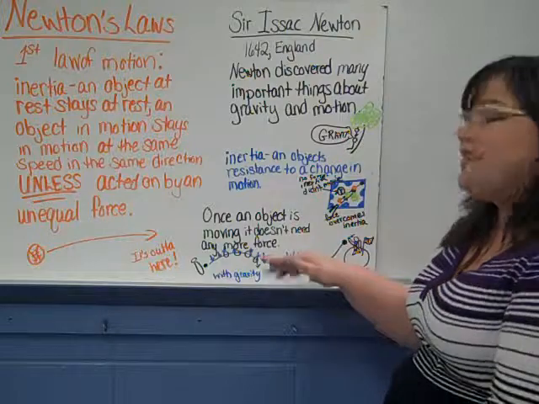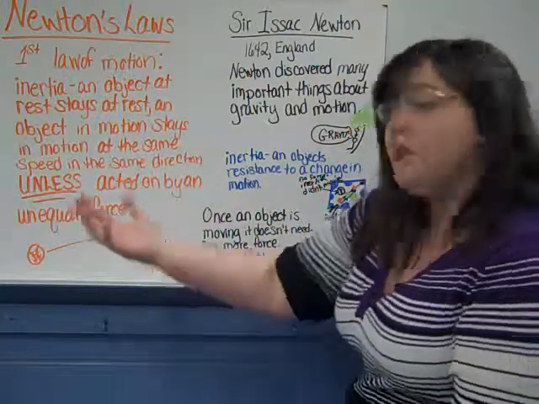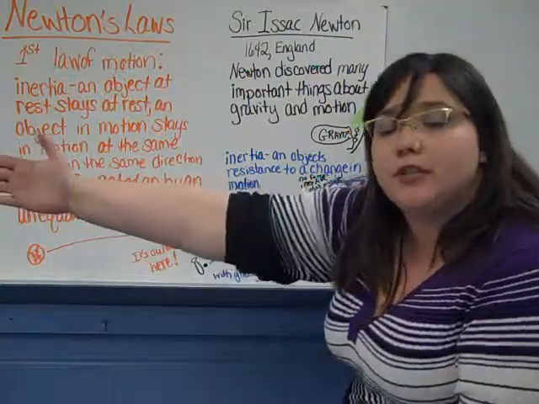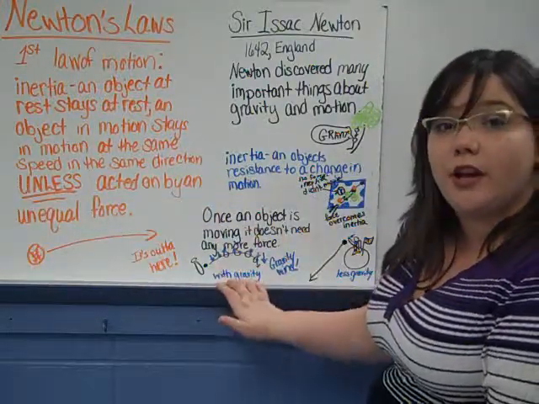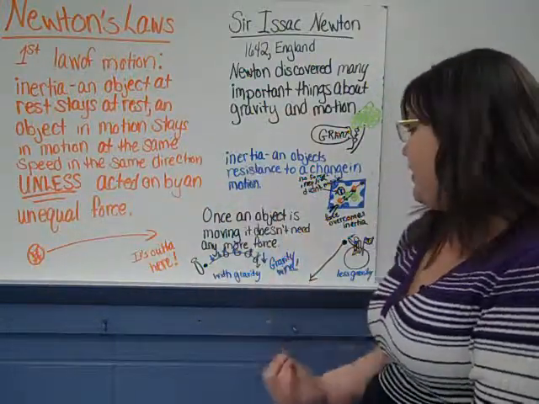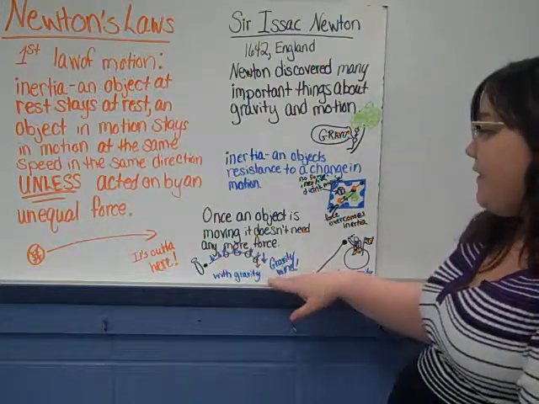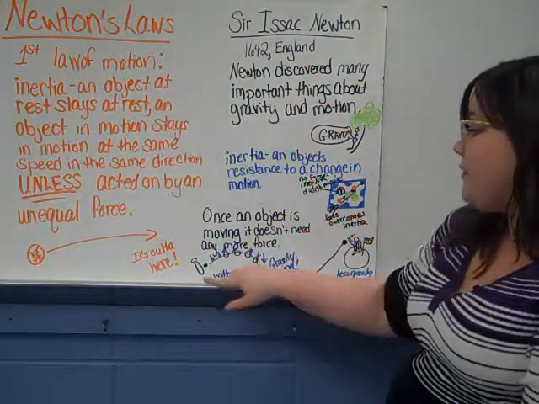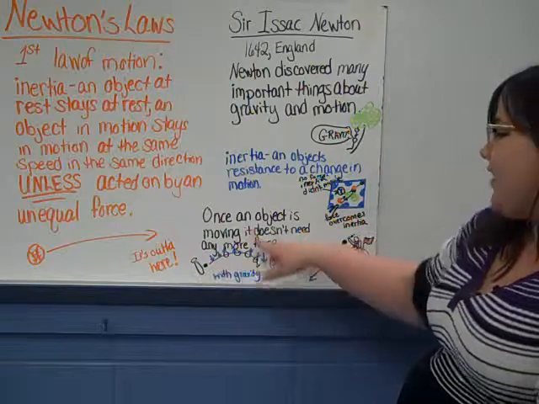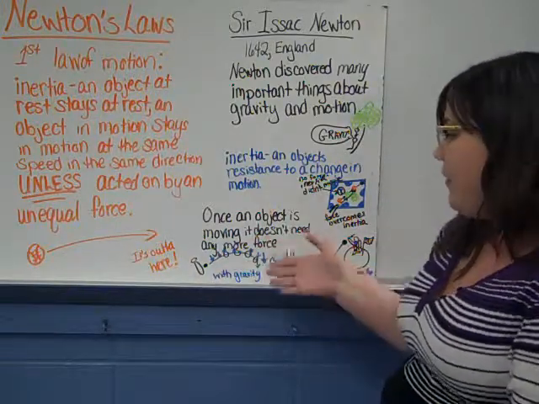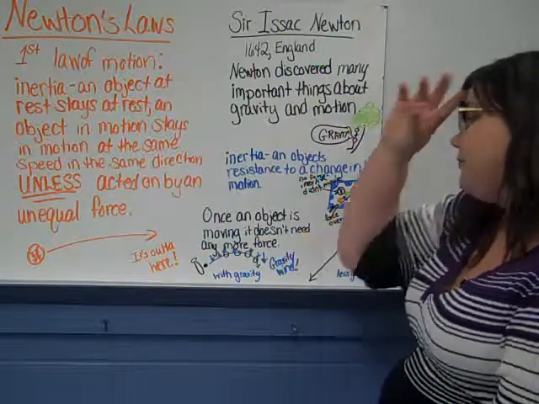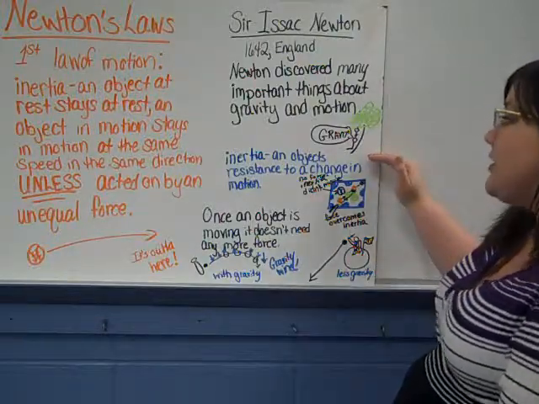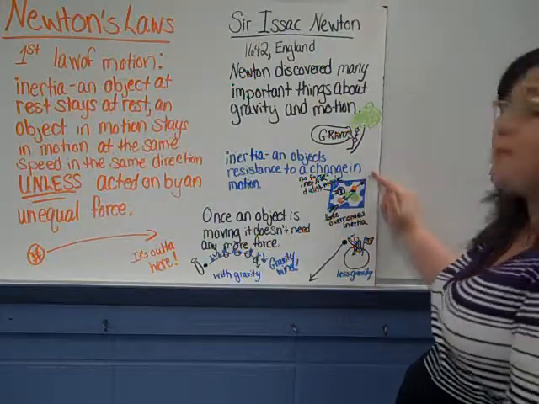Once an object is moving, it doesn't need more force to keep going. It's still using that original force, and it's got that the whole time, but it's other forces working on it that slow it down or pull it down. So gravity, here, it pulls things down. Whenever we throw something up in the air, it kind of has this arc to it, rainbow effect, and that's because gravity slowly pulls it down. Inertia is an object's resistance to change in motion.